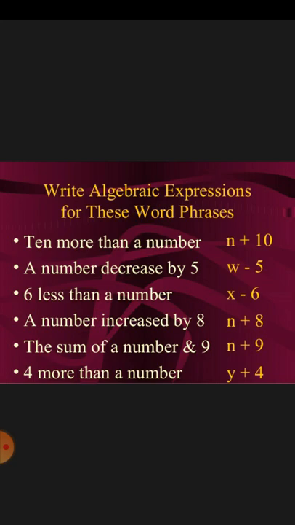Fifth one is the sum of a number and 9. So sum means the addition. So here we are taking the unknown number n. So we have to add 9 on that number. So n plus 9 is the expression.